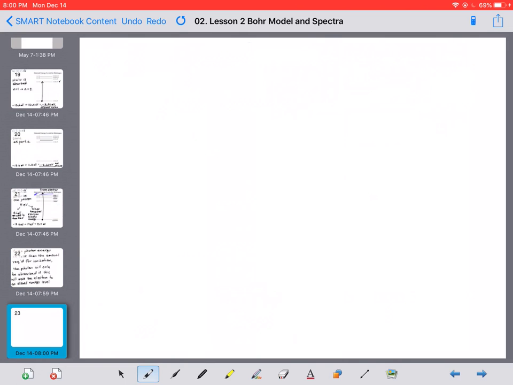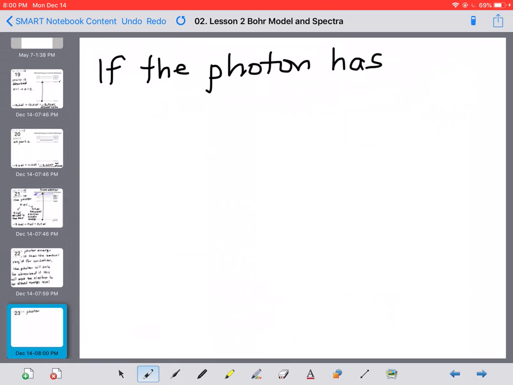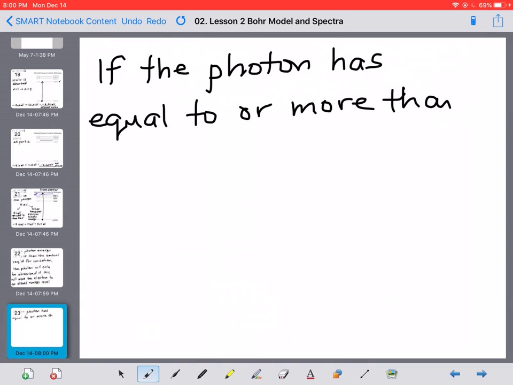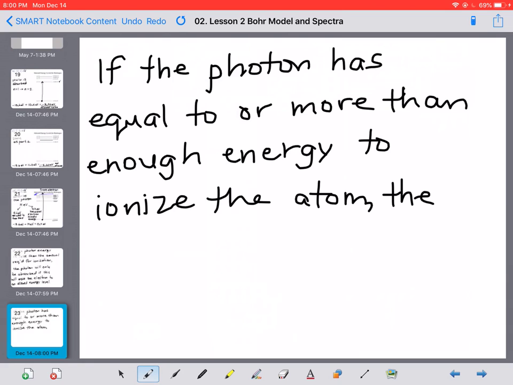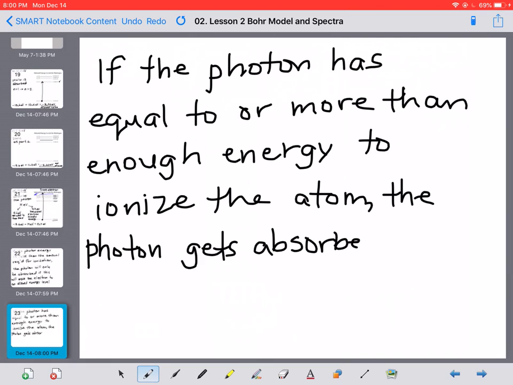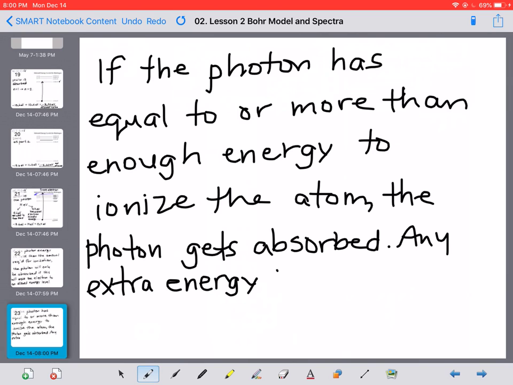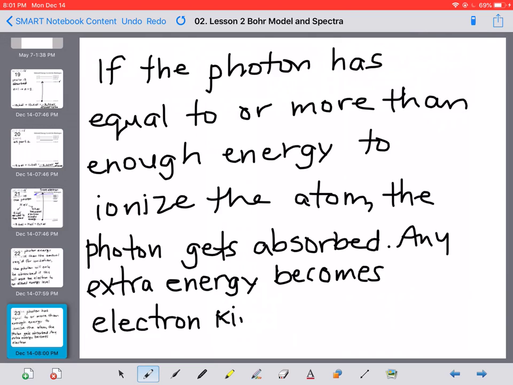Okay, but then, as in part D, if the photon has equal to, we'll say, or more than enough energy to ionize the atom, the photon gets absorbed, and any extra energy becomes electron kinetic energy.